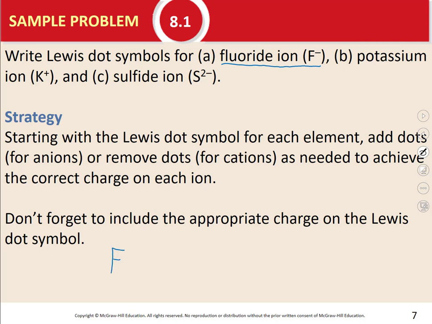Fluorine would have how many dots around it before it becomes an ion? 7. So I'm going to start with 1 per side, 1, 2, 3, 4, and then start doubling up. 5, 6, 7. Again, it doesn't really matter which side I leave out. Now to become fluoride minus, am I going to add an electron or remove one?